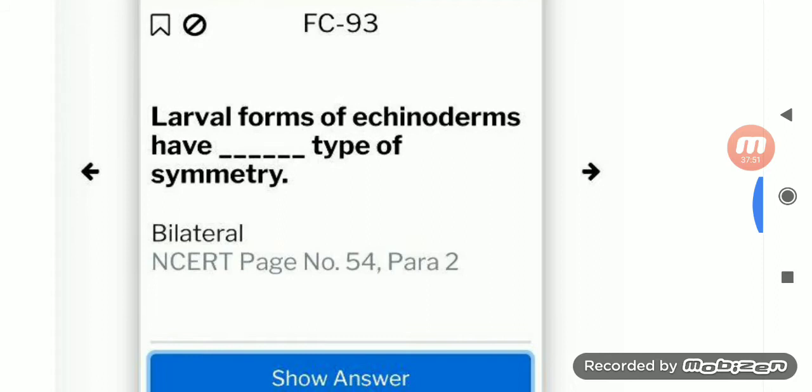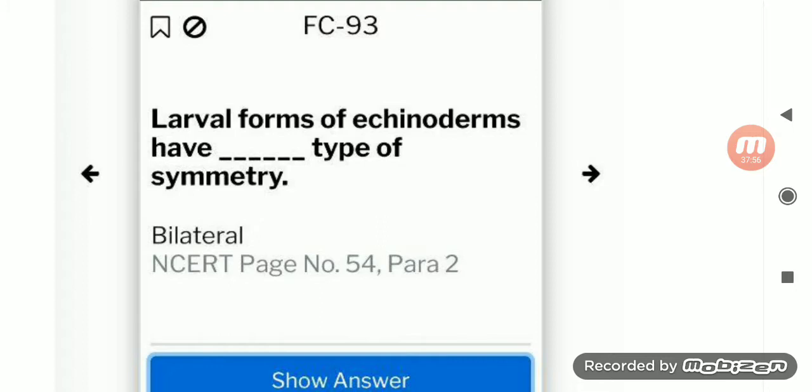Larval forms of echinoderms have bilateral type of symmetry.